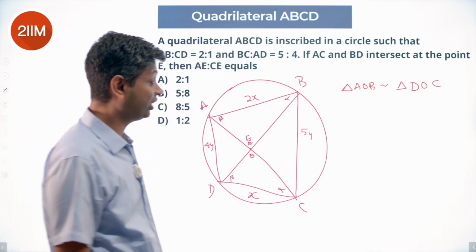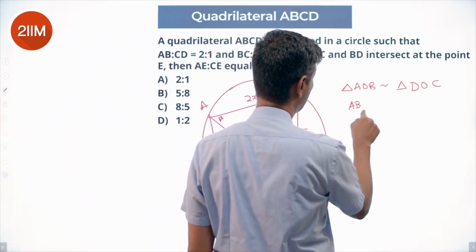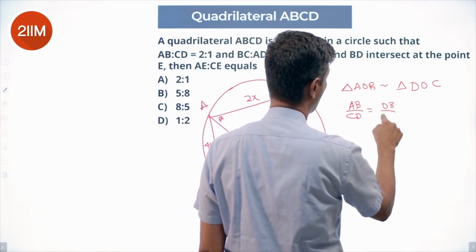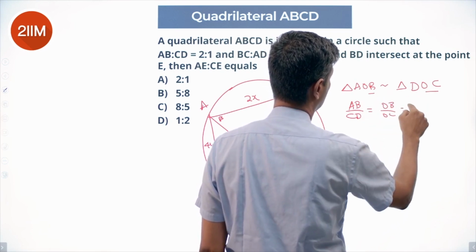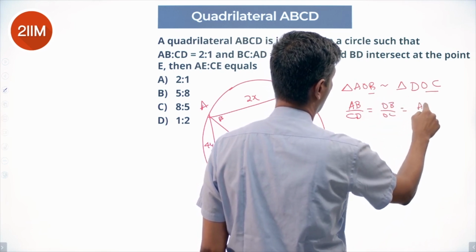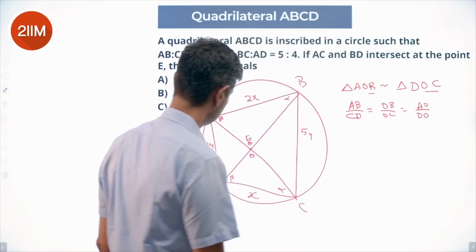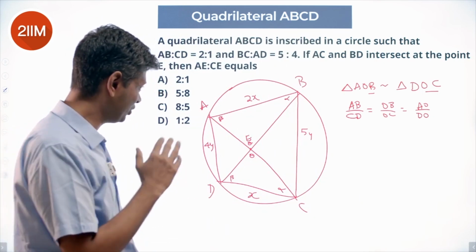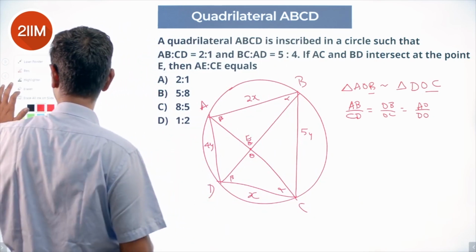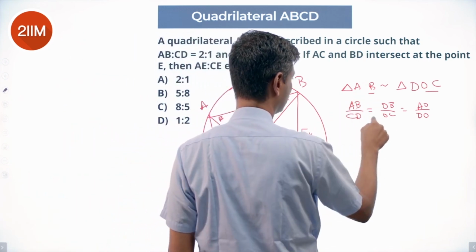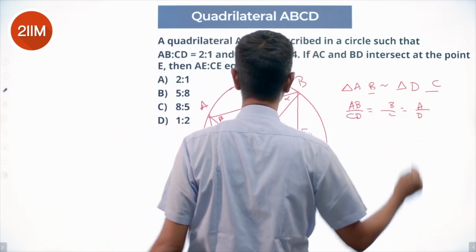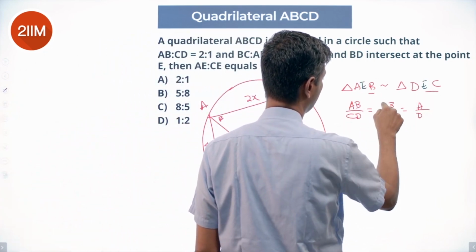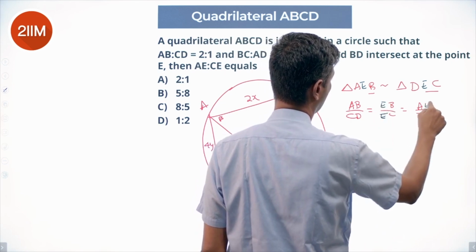What do we know? We know AB by CD equals OB by OC equals AO by DO. I mark it as O, it is E. Let me simplify this, let me not do this. Let me say very clearly, AEB is similar to DEC. AB by CD is EB by EC equal to AE by DE.